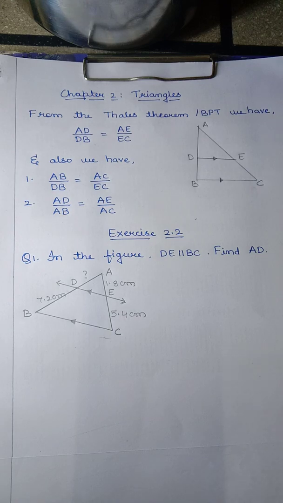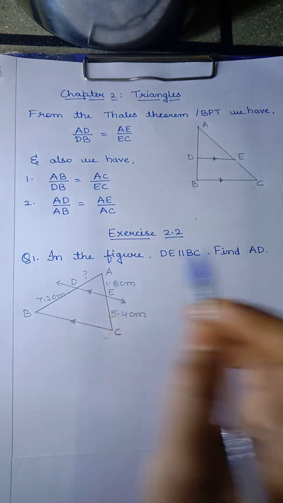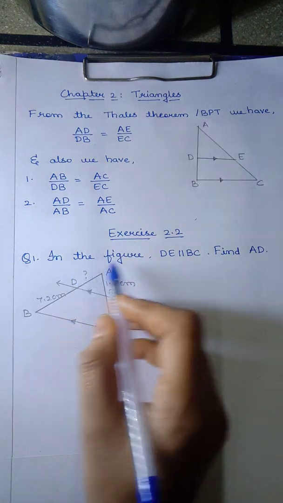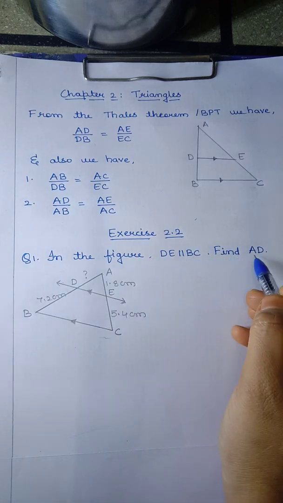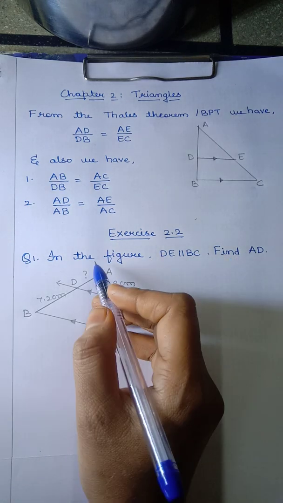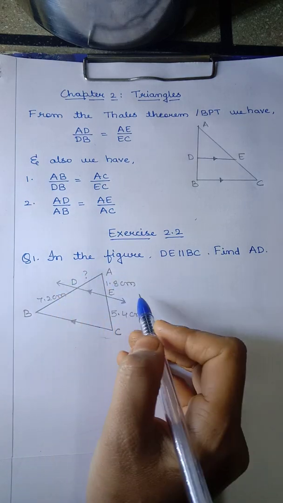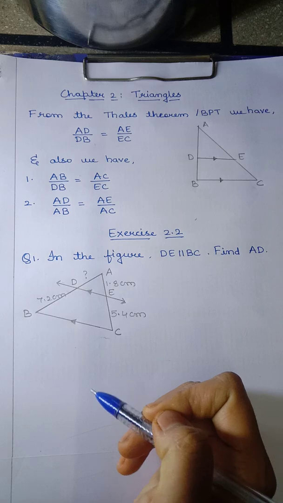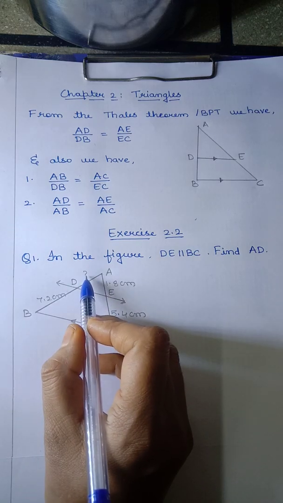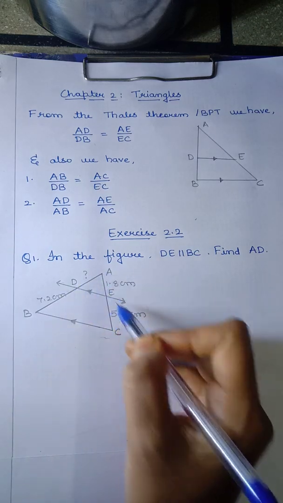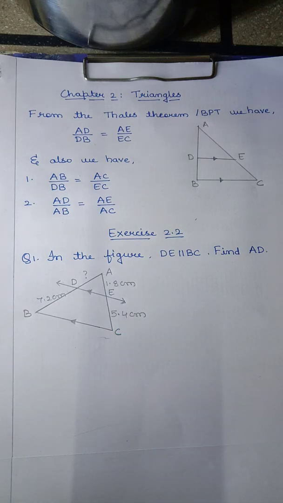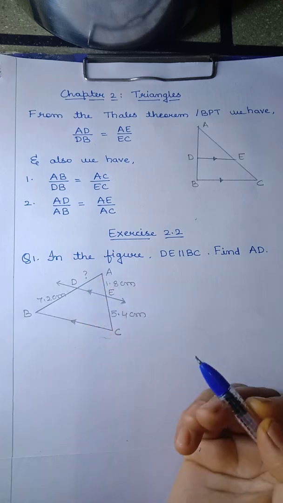In the first question you have two parts, first and second. I'll show you the second one. The first one you can do yourself. So in the figure, DE is parallel to BC. Find AD, they have given. Yes, the figure is given here. ABC is a triangle and DE is parallel to BC. You have to find the side AD. They have given the DB side, AE side and EC side measurements. You have to find the measurement of the side AD.